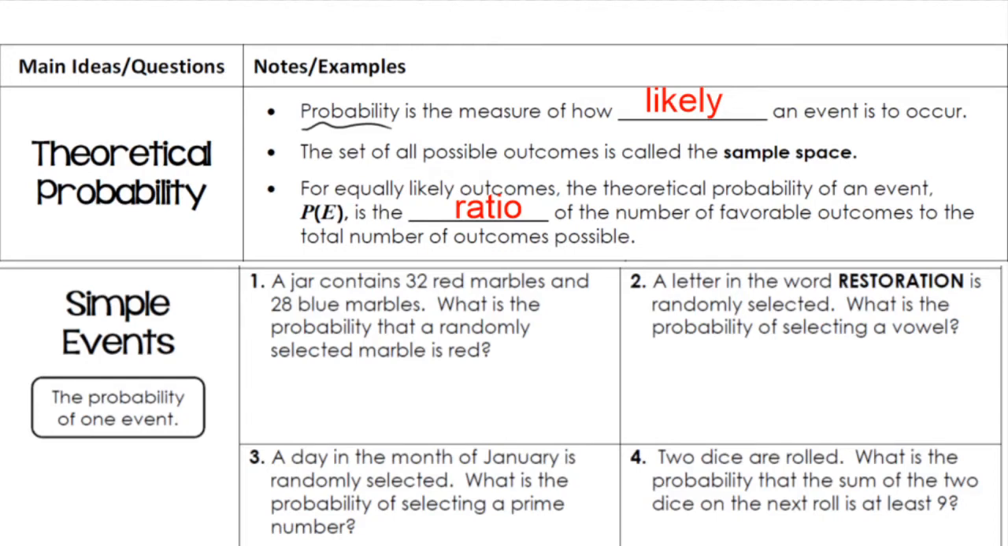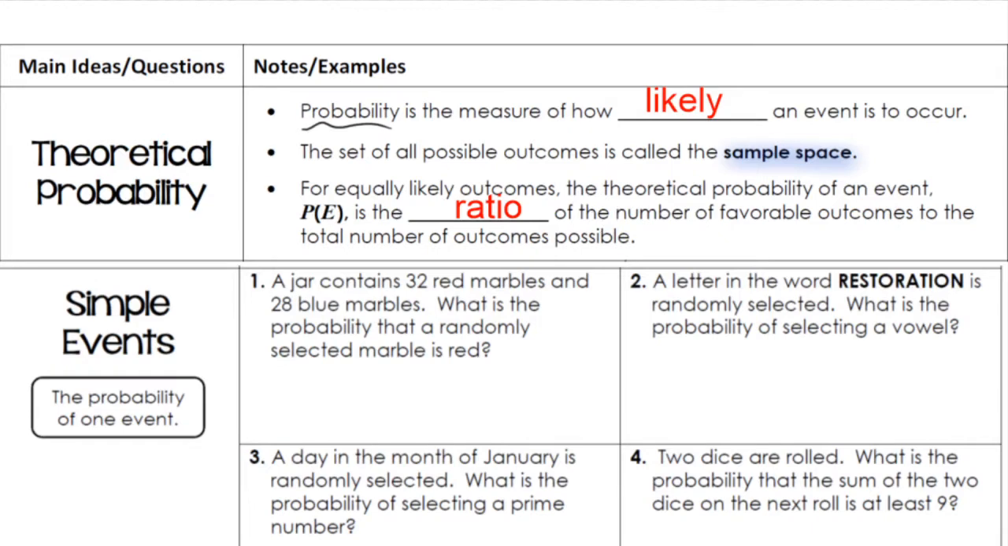But we're going to start off with probability's definition here, which is that probability is the measure of how likely an event is to occur. Like the odds of winning the lottery is like a probability. The set of all possible outcomes is called the sample space. The important thing: if you listed all the possible outcomes, that would be the sample space.